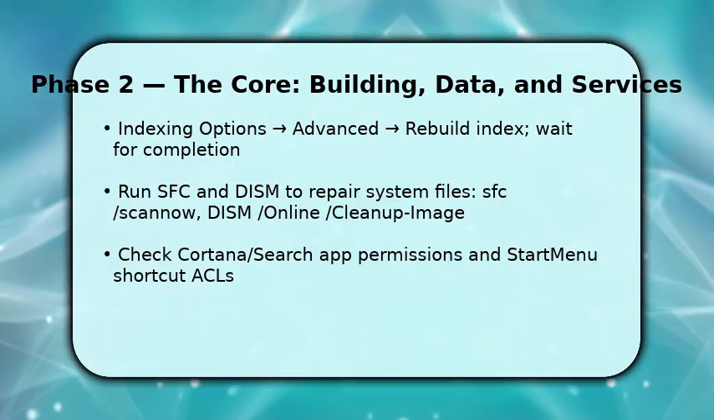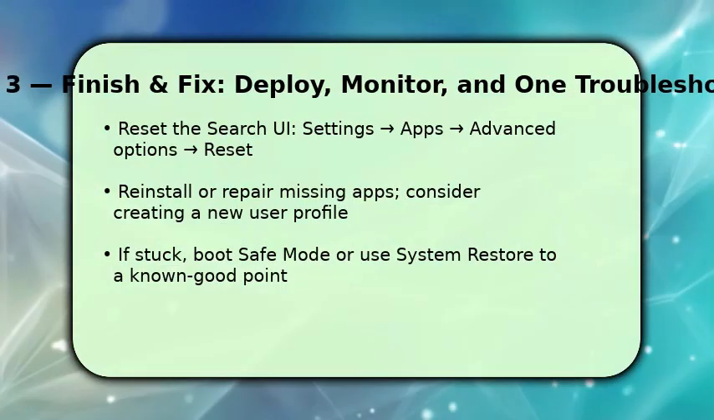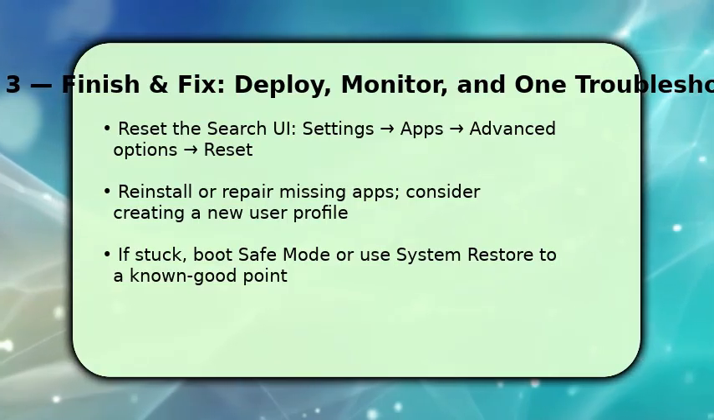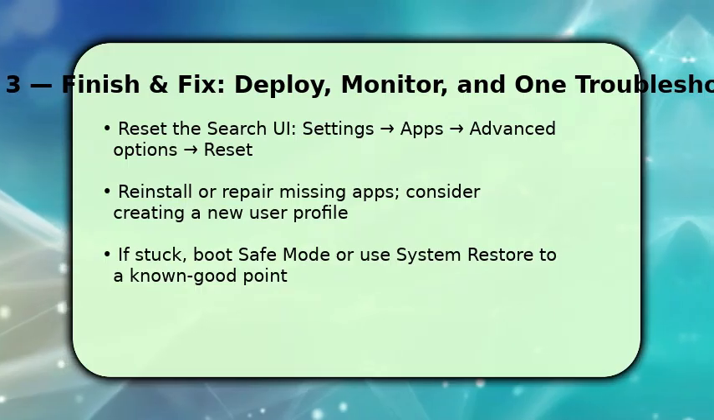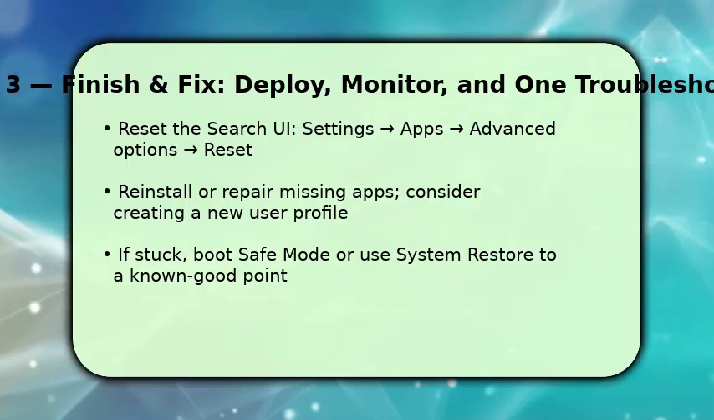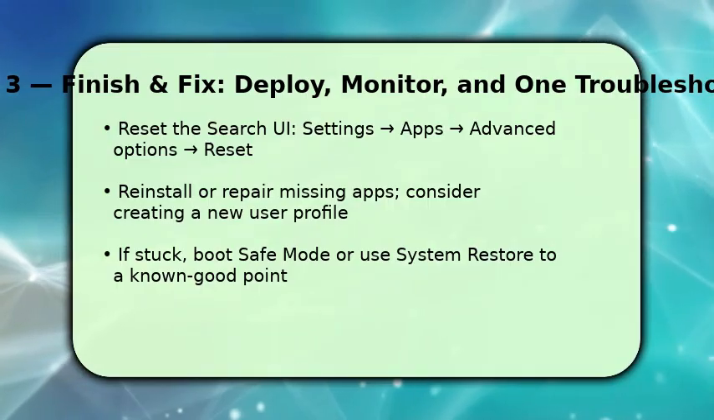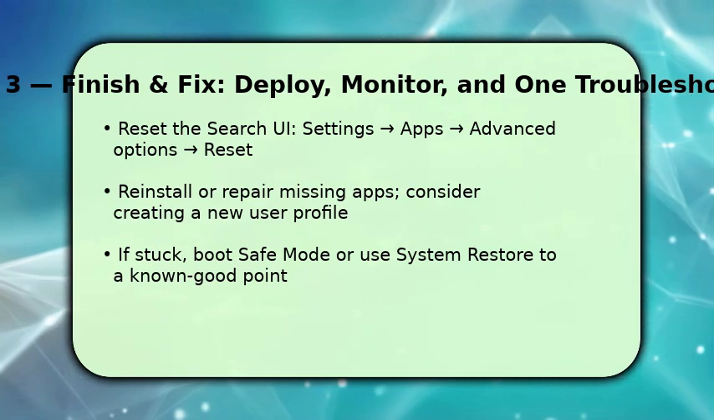You finish by resetting the search UI and repairing or reinstalling any app that still won't show. Open Settings, Apps, advanced options for the app and choose Repair or Reset. If multiple apps remain hidden, create a new user profile to test whether the issue is profile specific. Make sure to rebuild the index again after these changes so results update.